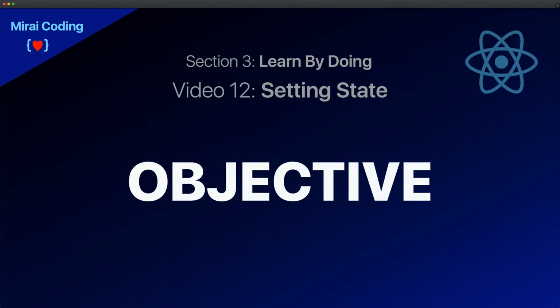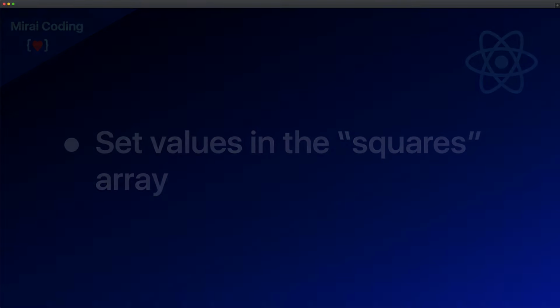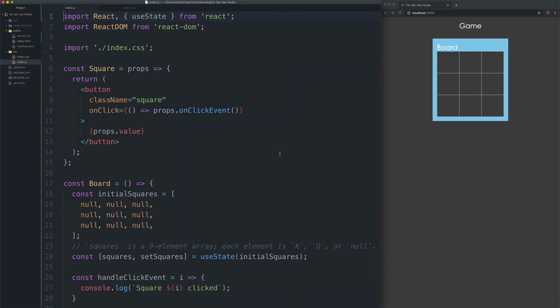Video 12. Setting state. We have a single objective in this video. We will show you how to set values in our squares state array. As a next step, when we click on a square, we want to show an X.